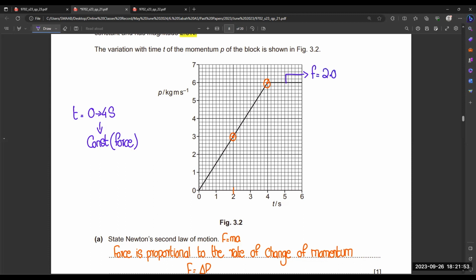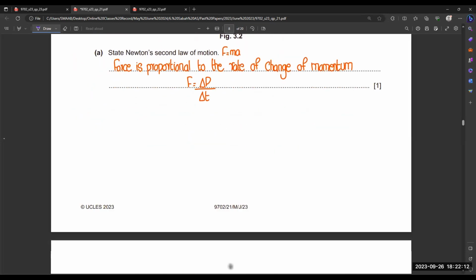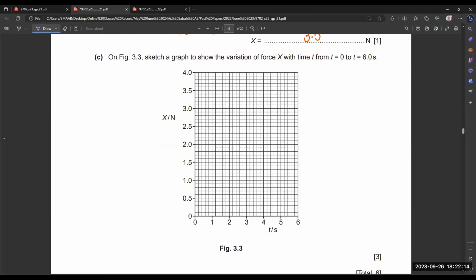Yes, because this straight line shows you there is no change in momentum. So it means force remains the same. That is the force of friction. And the gradient part shows you the total force is 3.5. So 3.5 and 2.0 Newton. If we consider the graph, so 3.5.